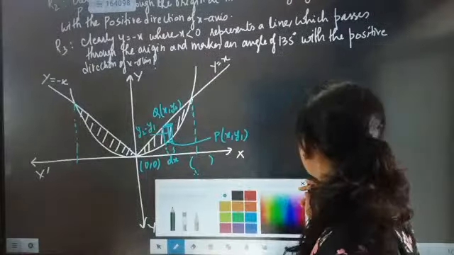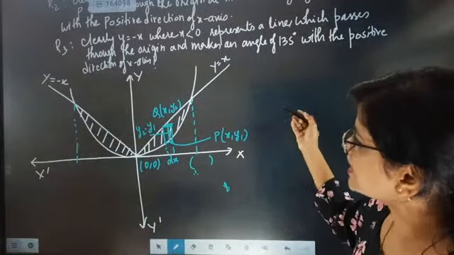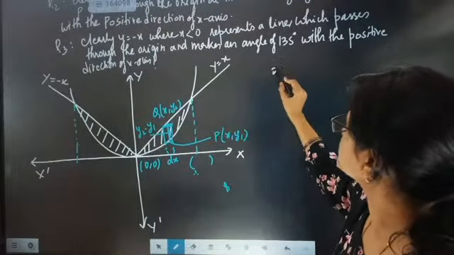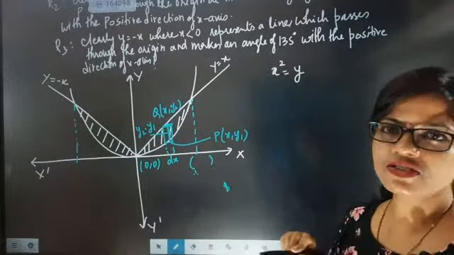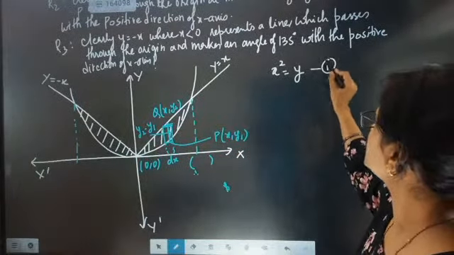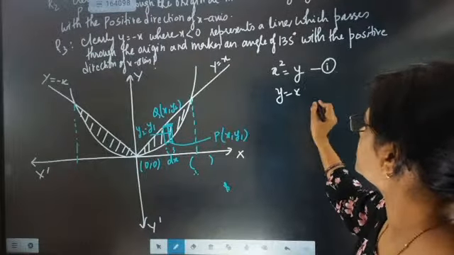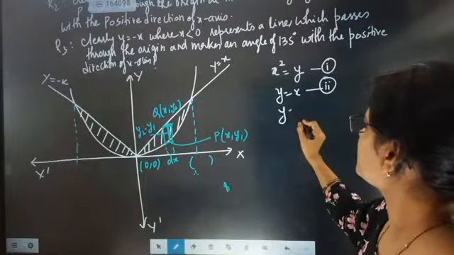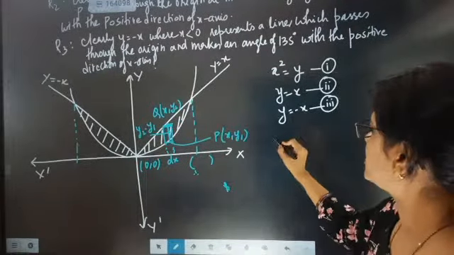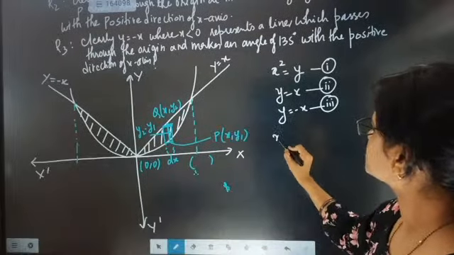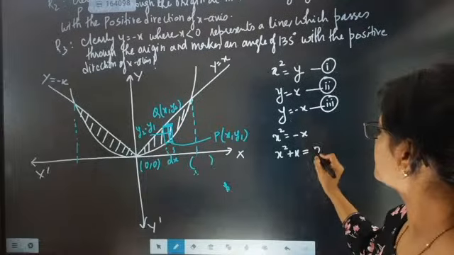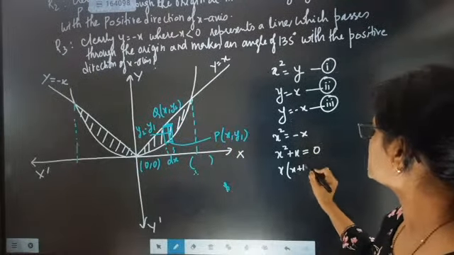So now first small work we are going to do. We will slice the region into vertical strips, but before slicing the region, we are going to write the equation x square equal to y given, equation 1. One time y will be equal to x, equation 2, and one time y will be equal to minus x, equation 3. So when we take equation 1 and equation 3, x square will be equal to minus x. So x square plus x equal to 0, so x into x plus 1 equal to 0.